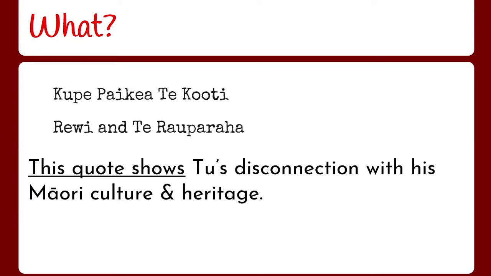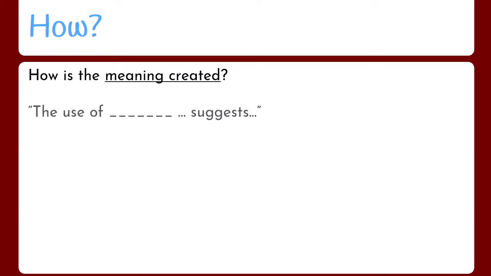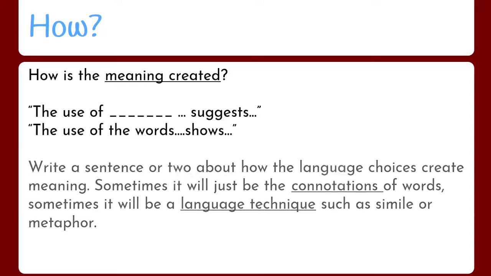So once I explain what that quote means, what I think that quote means, I need to explain how. I need to explain how that meaning is created. How is the meaning created? So you can use phrases like "the use of a particular word suggests," or "the use of the words shows." So you're unpacking the particular things that quote uses that give you that meaning, that give you that idea.